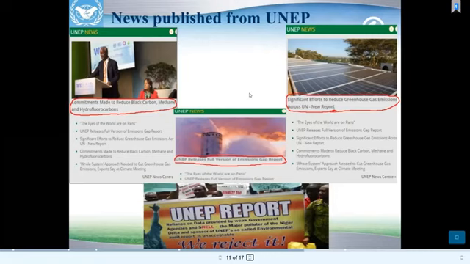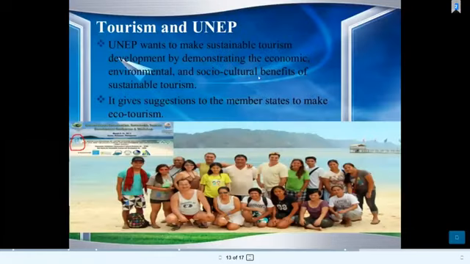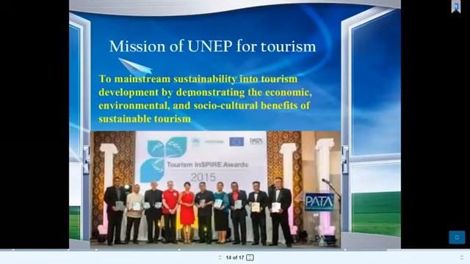Here, tourism. UNEP wants to make sustainable tourism development by demonstrating the economic, environmental, and socio-cultural benefits of sustainable tourism. It gives suggestions to member states to make eco-tourism friendly. A mission of UNEP for tourism is to mainstream sustainability into tourism development by demonstrating the economic, environmental, and socio-cultural benefits of sustainable tourism.